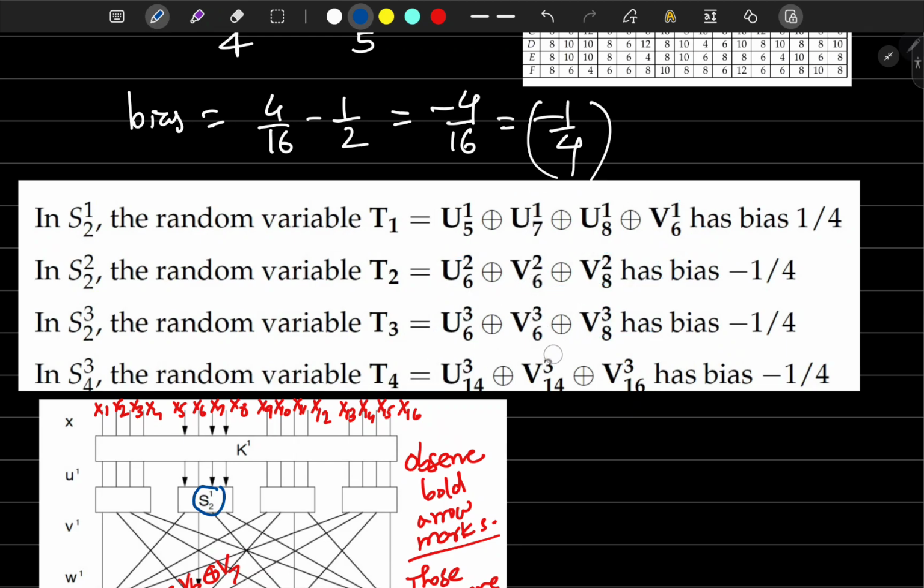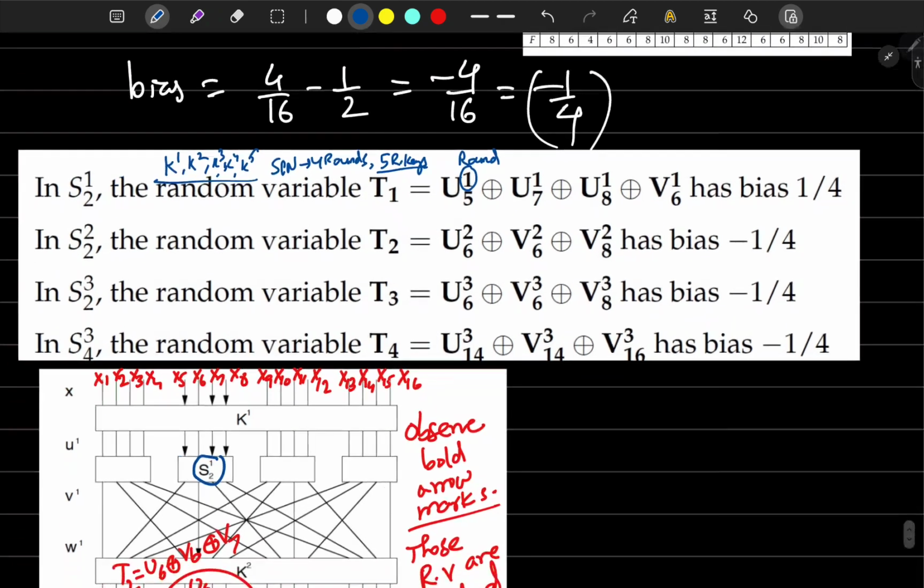So consider these random variables, t1, t3, t4 and so on. Here, 1 denotes the round number. Since the SPN has 4 rounds, 4 rounds means 4 plus 1 round keys, so 5 round keys. The round keys can be denoted as k1, k2, k3, k4, k5. Anyway, these are all notations I am just brushing up. So chalo, see u5 means the 5th bit.